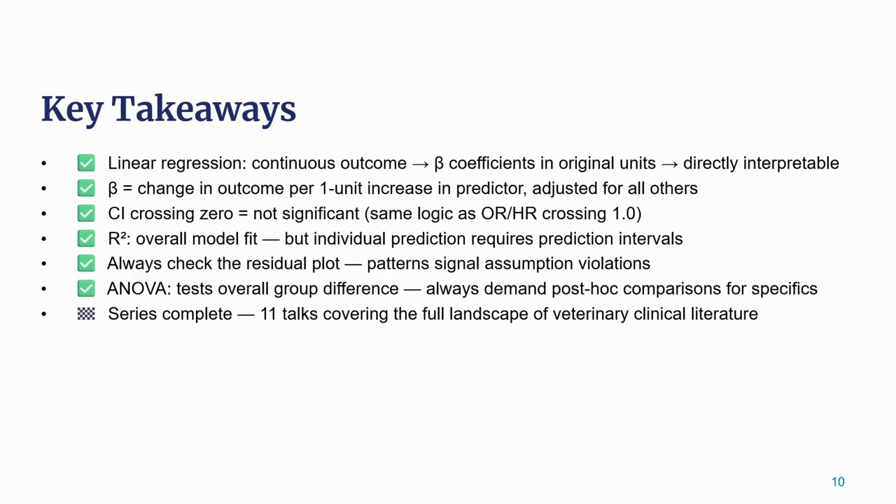Choose your model based on your outcome type. Read beta coefficients and CIs in original units for linear regression. Check residual plots. For ANOVA, the F-test is just the beginning. Post-hoc comparisons tell you what matters clinically.